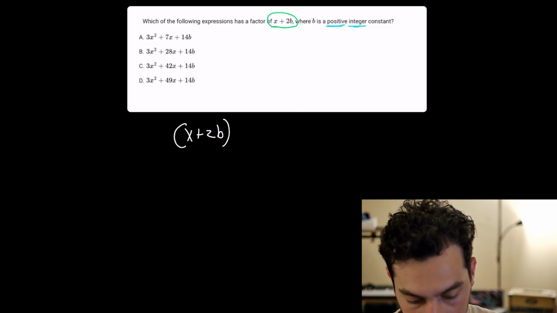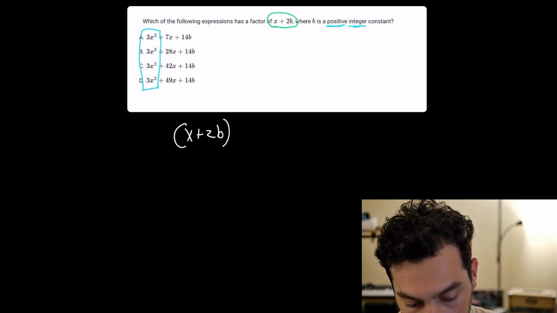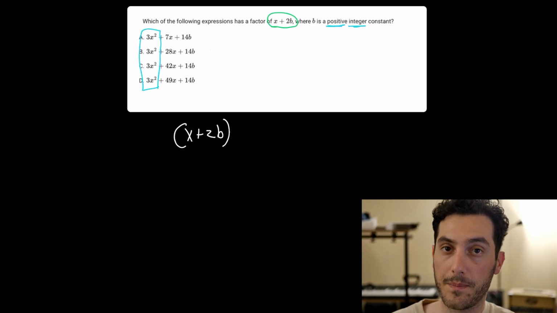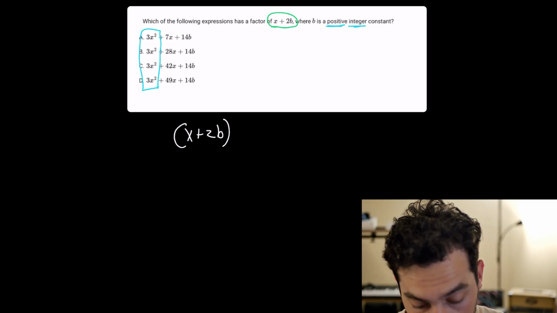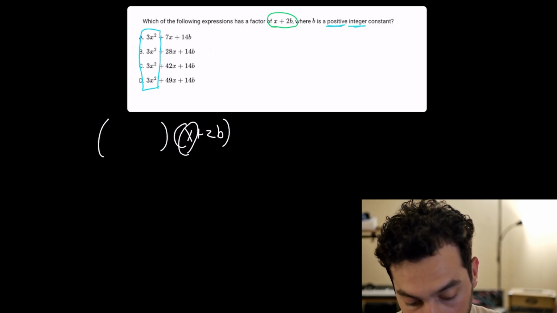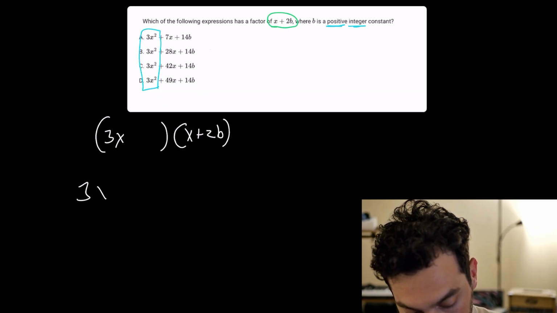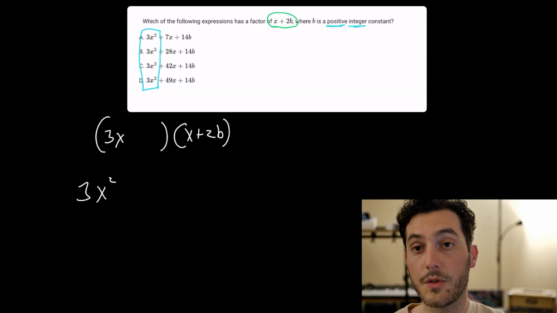Now the first thing to notice is that every single one of these answer choices starts with 3x squared. So we know that whatever we multiply this by, we need to get 3x squared out of it. How do we do that? Well, we have x right here. So x times what gives you 3x squared? That'll be 3x. So this term right here has to be 3x. I'll even write that down right here. 3x squared. That's our two terms multiplied.